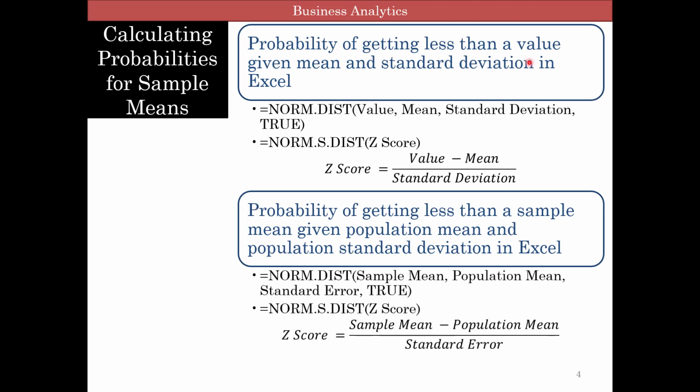Now look at the difference between the first one and the second one. The first one is talking about a single value. The second one is talking about a sample mean for a group of data. So if you are looking at probabilities for sample means, there is a slight change in the standard deviation. You're going to use norm.dist just like you did, but you'll use the sample mean. Of course, this will be the population mean. And here, instead of using standard deviation, you will use standard error.